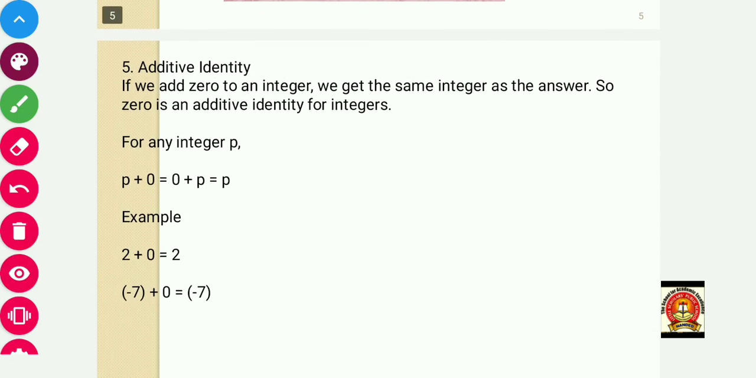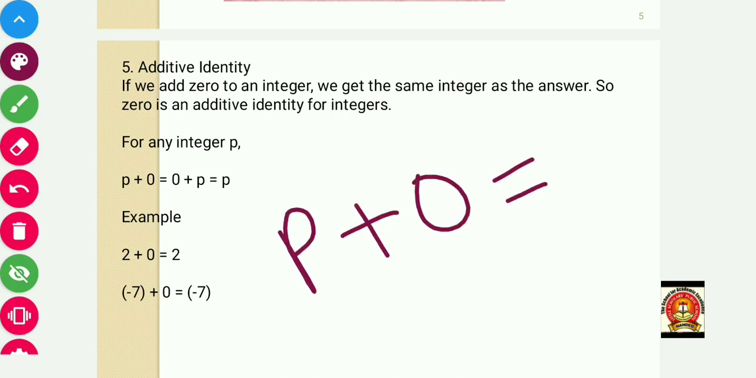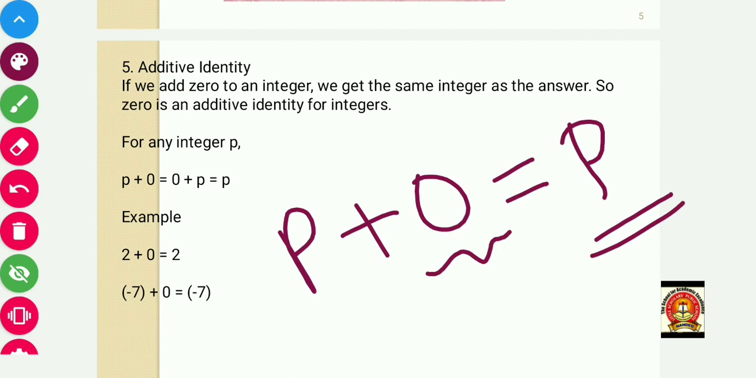Next we are having additive identity. So if we are going to add 0 to an integer, any integer, say p, you are going to get the integer itself. So 0 is called the additive identity. Like example, 2 plus 0 gives 2, minus 7 plus 0 gives minus 7. So if we add 0 to an integer, we get the same integer as the answer. So 0 is called the additive identity.